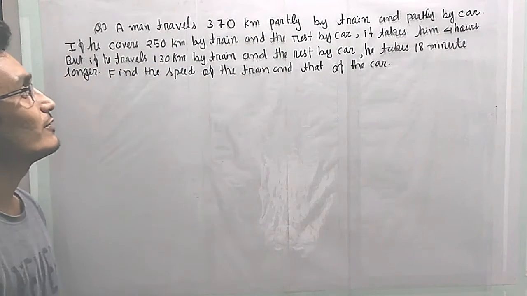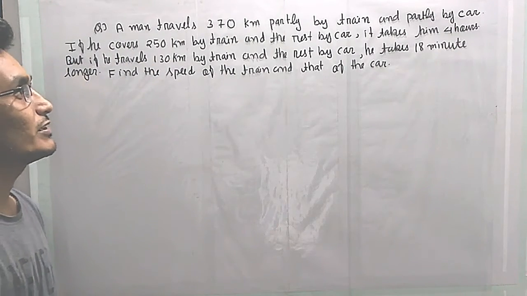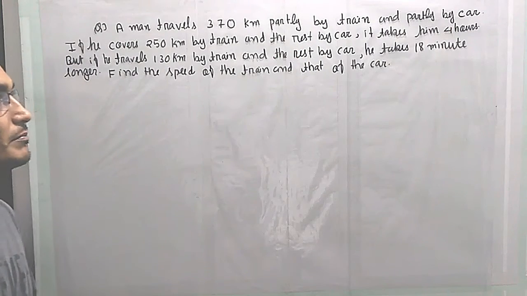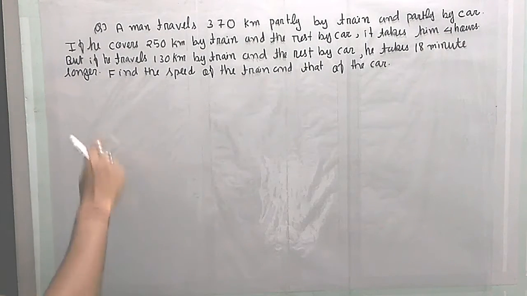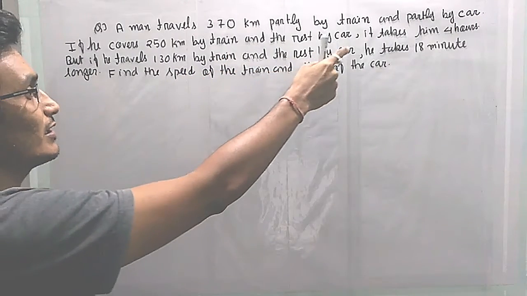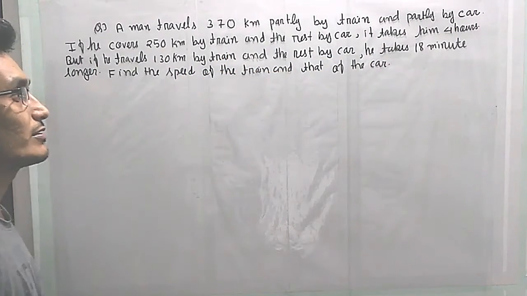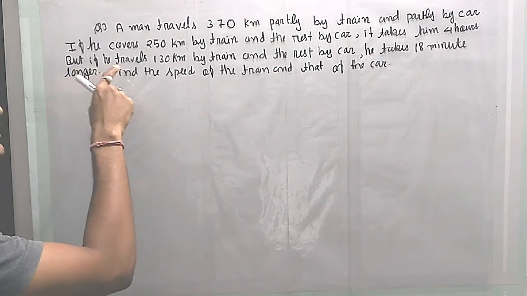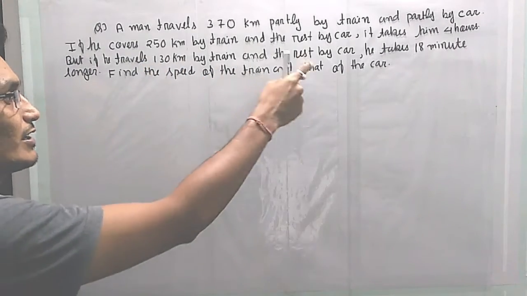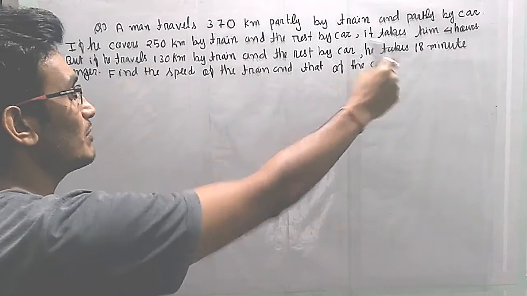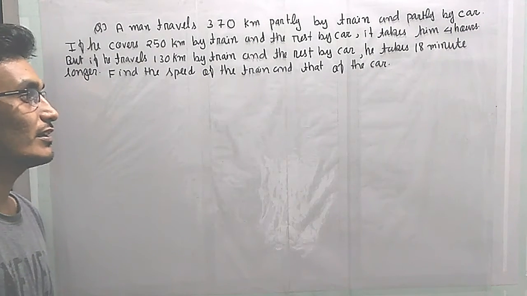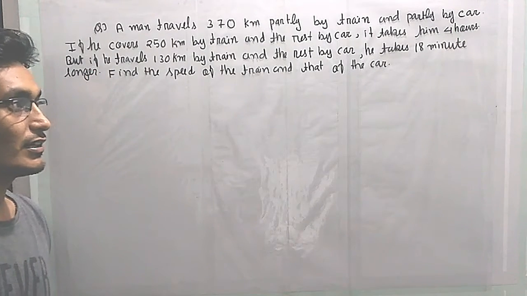A man traveled 370 km partly by train and partly by car. If he covers 250 km by train and the rest by car, it takes him 4 hours. But if he travels 130 km by train and the rest by car, he takes 80 minutes longer. Find the speed of the train and that of the car.